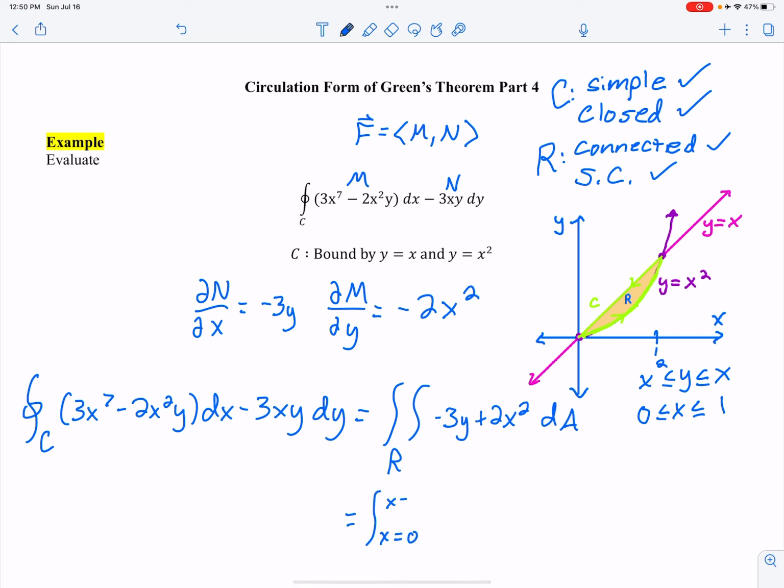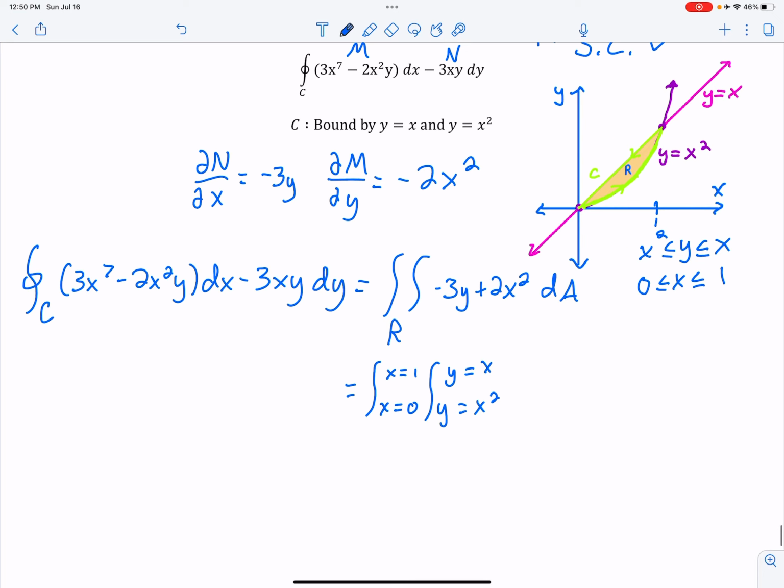X equals 0 to 1. Y is x squared up to x of negative 3y plus 2x squared dy dx. It's a nice, pretty integral. That will lead you to an answer of negative 1 over 10.